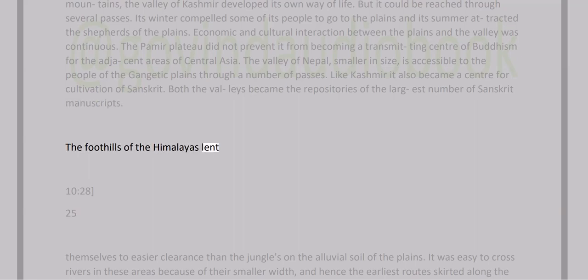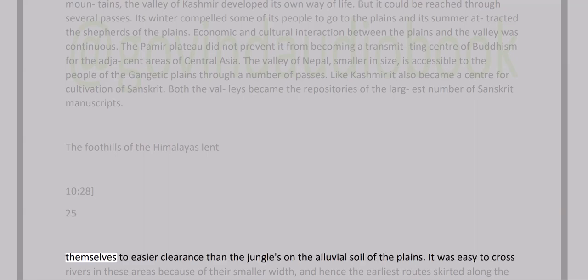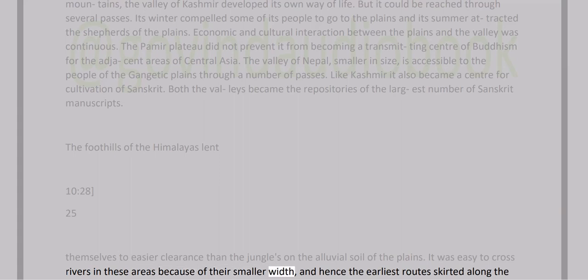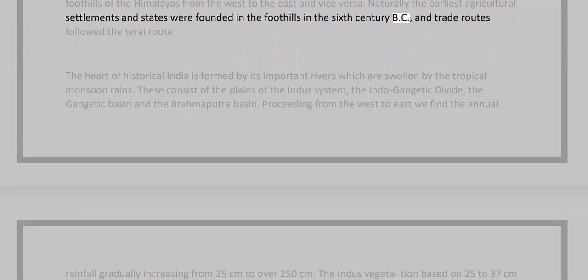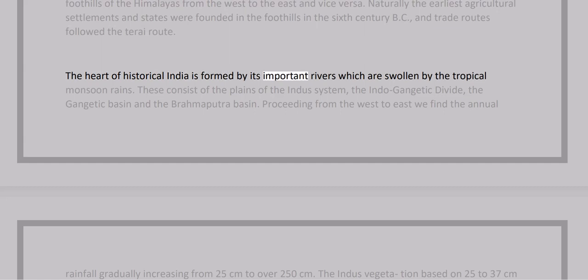The foothills of the Himalayas lent themselves to easier clearance than the jungles on the alluvial soil of the plains. It was easy to cross rivers in these areas because of their smaller width, and hence the earliest routes skirted along the foothills of the Himalayas from the west to the east and vice versa. Naturally, the earliest agricultural settlements and states were founded in the foothills in the 6th century BC, and trade routes followed the Terai route.